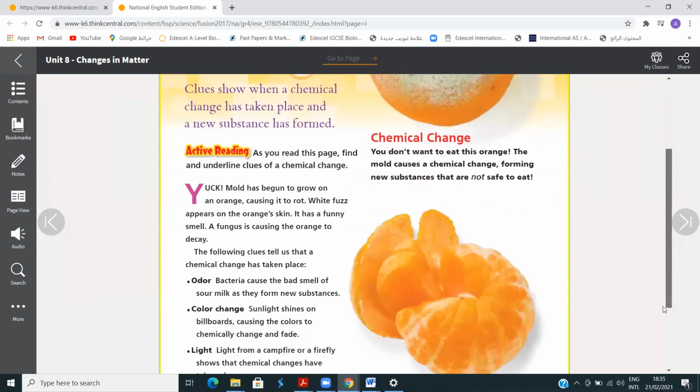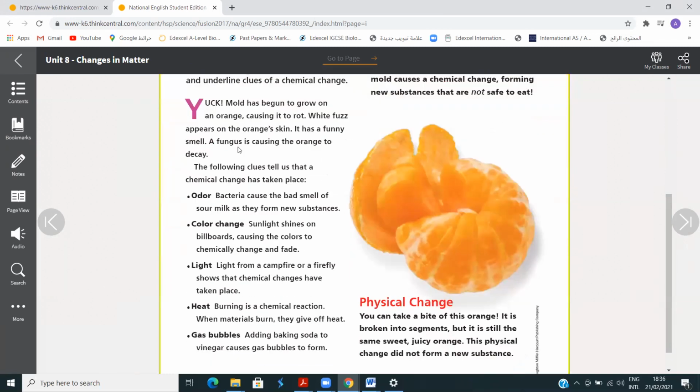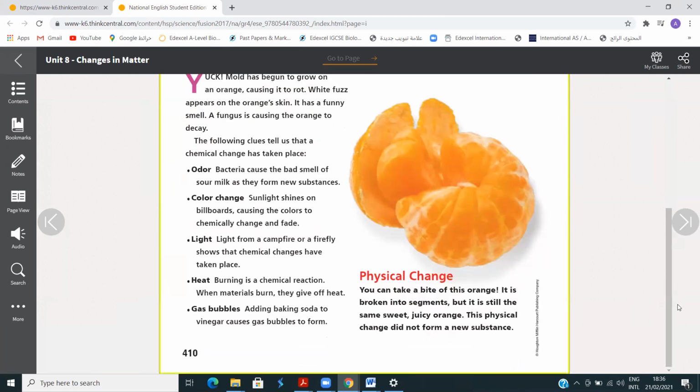Mold is the fungus here. It has a funny smell, and the fungus is causing the orange to decay. We have some ideas about chemical changes, like odor. Bacteria cause the bad smell of sour milk, for example. Another example is color change, like sunlight changing the color of billboards. That's a chemical change also. Light from a campfire or firefly shows a chemical change also. Burning is a kind of chemical change also. Adding baking soda makes carbon dioxide, a gas, with bubbles. That's a chemical change also.